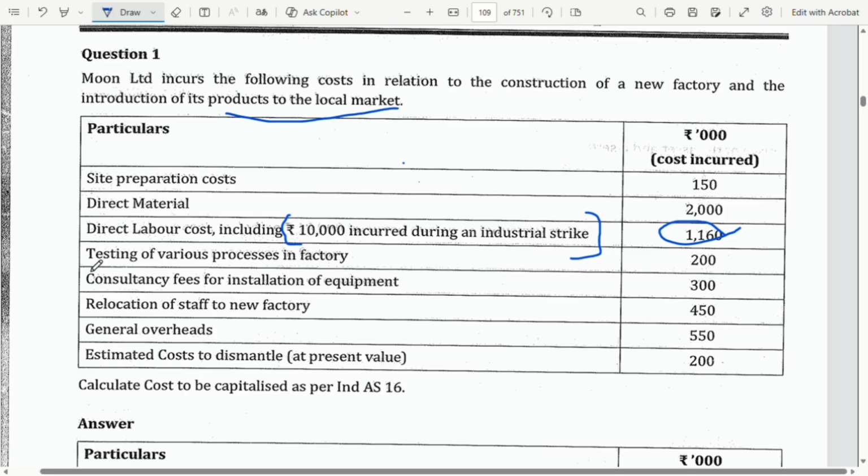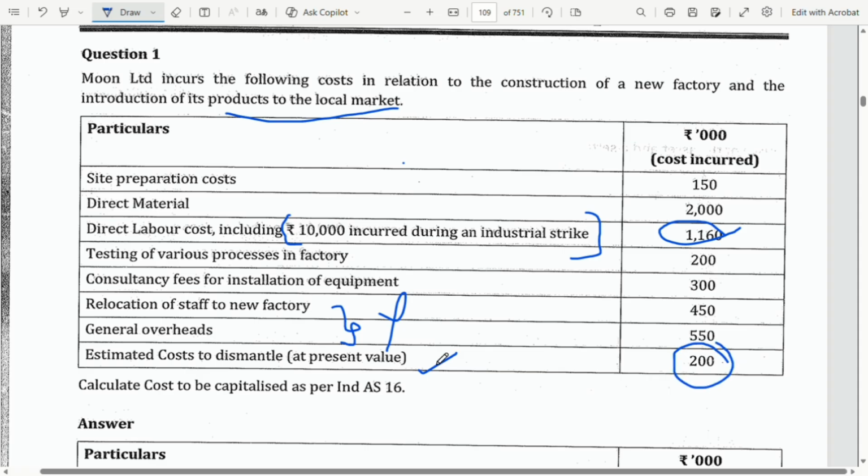Then testing of various processes in the factory, this is directly attributable cost. Consultancy fees for installation of equipment, yes, we are going to add. Relocation and general overheads are not going to be included. Estimated cost to dismantle, yes, we include this cost also. It is given in present value, so we are going to take this amount directly because it is already given in present value.